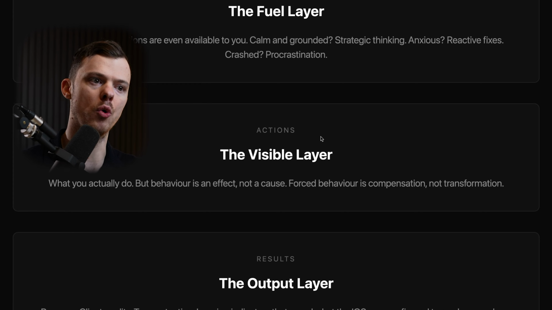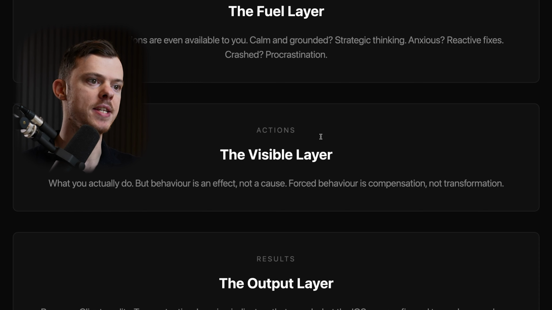It is not a cause, because you can have forced behavior and this could be a compensation, and you have compensation actions. And normally these are operating and coming from a different place to a true transformative action. Actions are the visible layer, and these are what you actually do. But here's what most people miss. Behavior is an effect, not a cause. Forced behavior is compensation, not transformation. The rule is simple. If it requires willpower over time to maintain, then your iOS has not been upgraded.